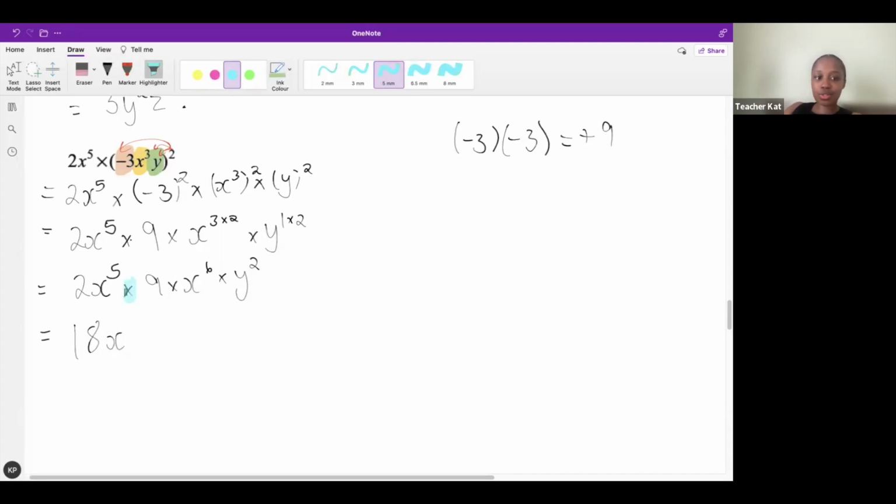So what are we doing to my exponents? If I am multiplying, what happens with my exponents? We add them. So then it's going to be x to the power of 5 plus 6. And the y is just alone, so I'm just going to rewrite it as y squared. So then my final answer is 18 x to the power of 11 y squared.